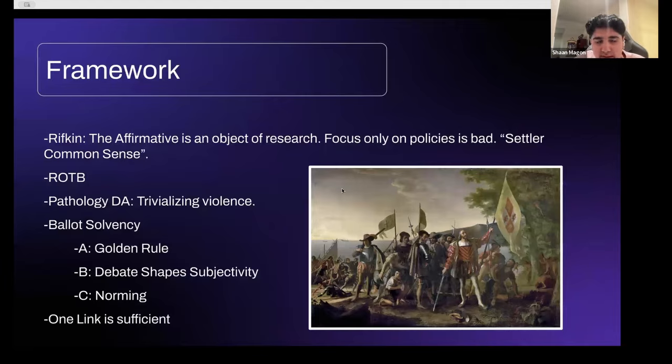So now it's framework. This is where Psycho will differ from a lot of other critiques that you might have seen, like the CapK, because you will read arguments as to why the affirmative is an object of research. There's a card called Brifkin, and you'll read it and claim that focusing only on the material benefits and harms of a policy is bad, and supports a thing called settler common sense, where you only focus on policies and nothing else. What's commonly called is you're seeing the affirmative as a research project.